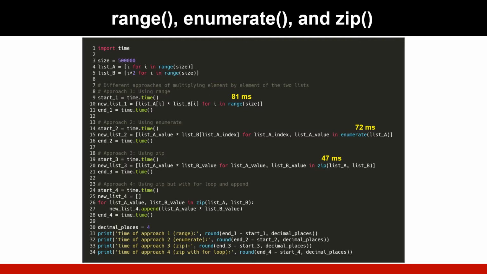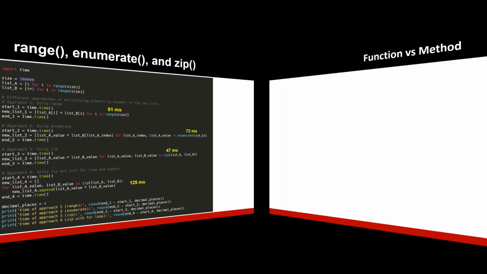This is to demonstrate the effect on execution time of using a for loop and appending the element at the end of the list. The last approach takes 125 milliseconds. With append, the execution time becomes slower by about 62%. As a conclusion, use the zip function, and try to avoid using append in your code.